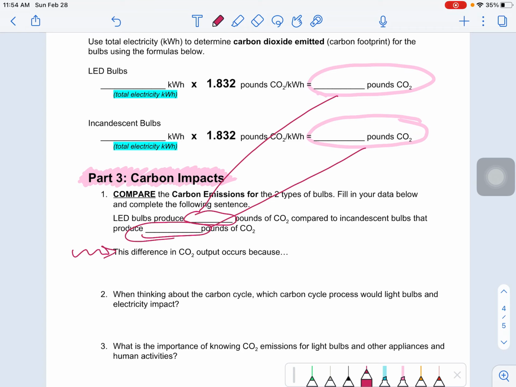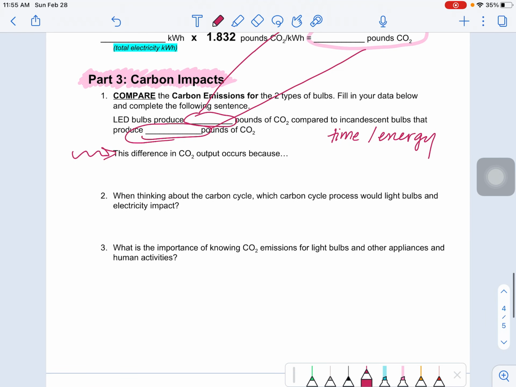And again, remember, CO2 output is based on energy use. So what do we know about amounts of energy used by those two light bulbs? There are two factors that you could really consider. You could think about the time that the light bulb is used, and you could also think about the overall energy the light bulb used. So you can talk about the difference in those more or less and why.